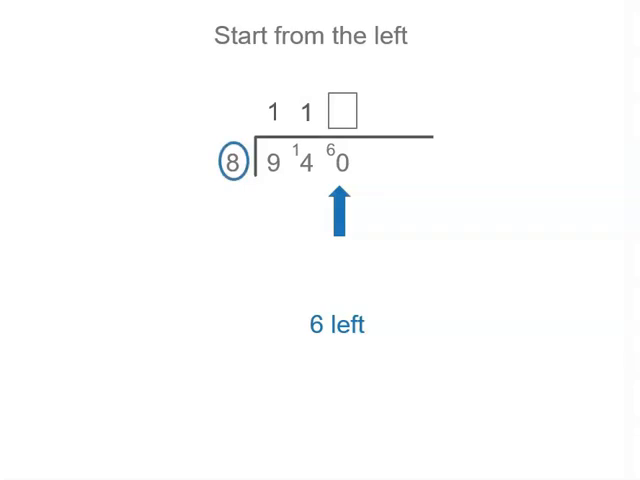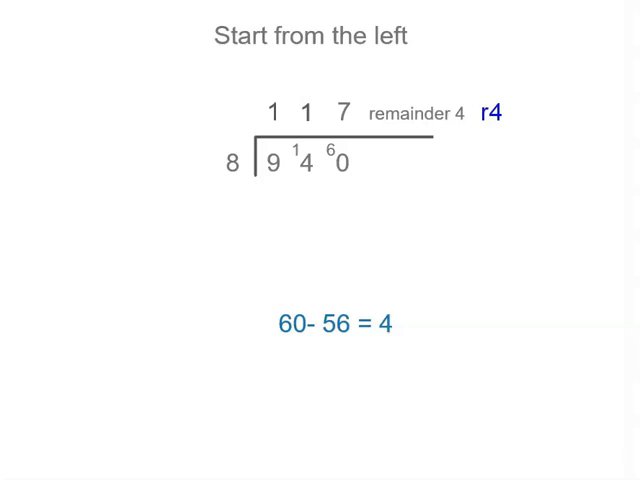I know that 8 eights are 64. So if 8 eights are 64, that's too many. 8 sevens, well, they're 56, or 7 eights. It's the same thing, whichever way you say it. So that means I can allocate 7 each. And if I have 7 in my units place, I've allocated 56 out of the 60 units. So there's 4 left over. So I've got a remainder of 4.